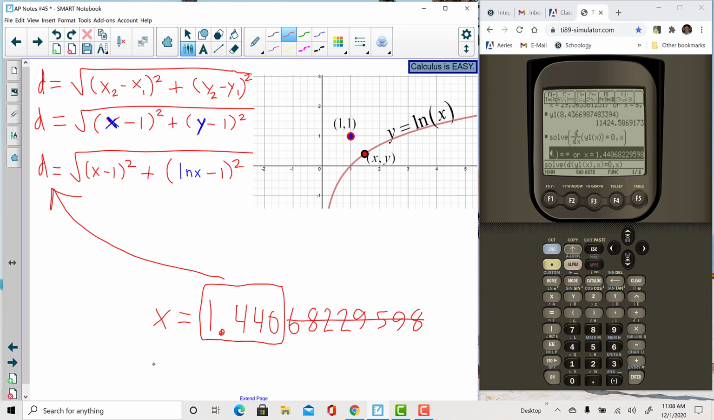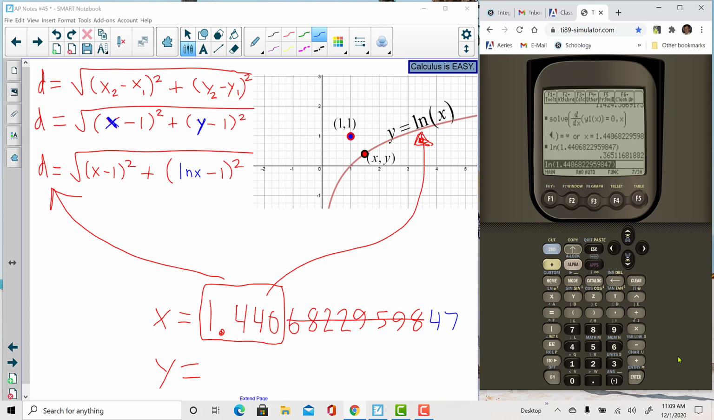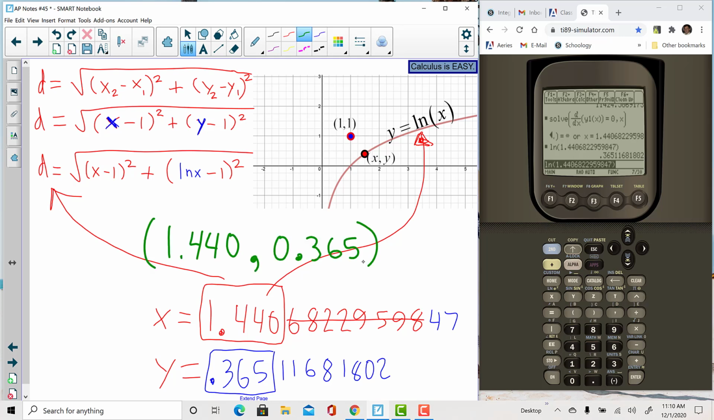But we do also want to find the y value. Remember, this point is on this function right here. So to get the y value, we're going to have to plug this x value into that function, and we're going to plug in every single digit of accuracy that we can, because we don't want round off error. So from the home screen, I'm going to clear it. I'm going to do ln of that number. It's giving me 0.365. So my y value is going to be 0.365, and that's the point on that curve that's the closest to the point 1, 1. Let's write it as a point, and there we go.